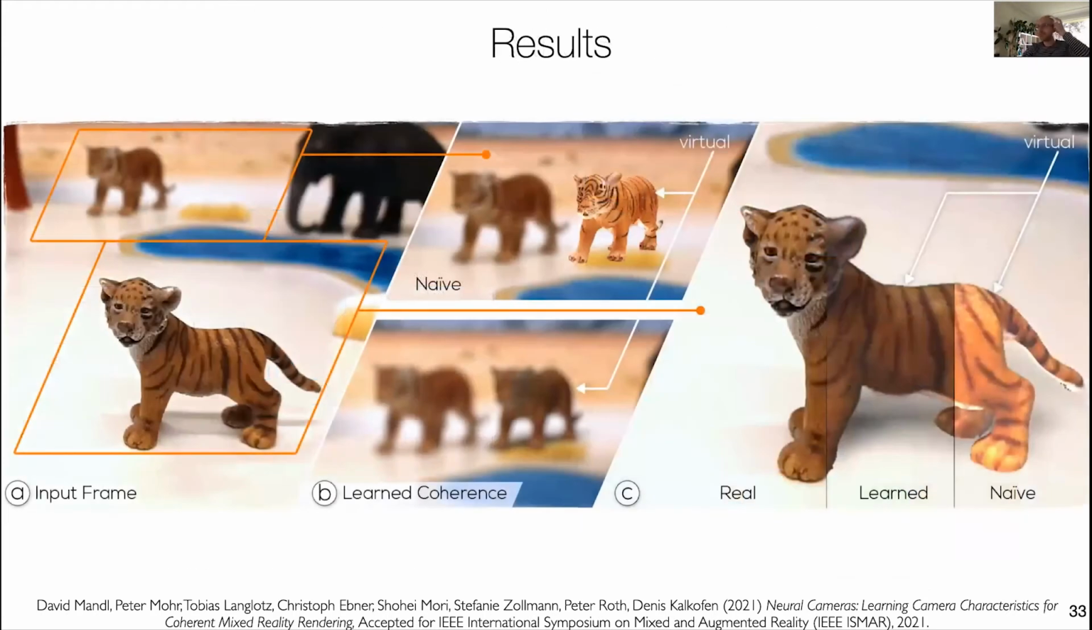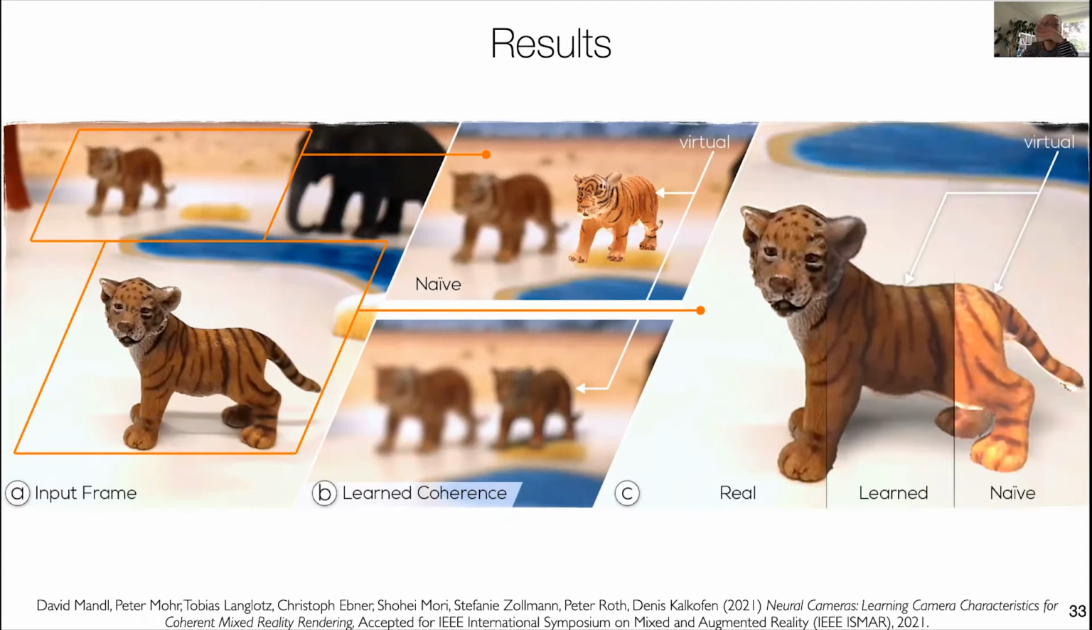So at the end, what we wanted to do was learn the camera characteristics for visual coherence. The idea is that we achieve a higher visual coherence by applying the same camera imperfections to our virtual rendering. Here, this is what you see: we have an input frame that is the tiger, and that is, for example, real.